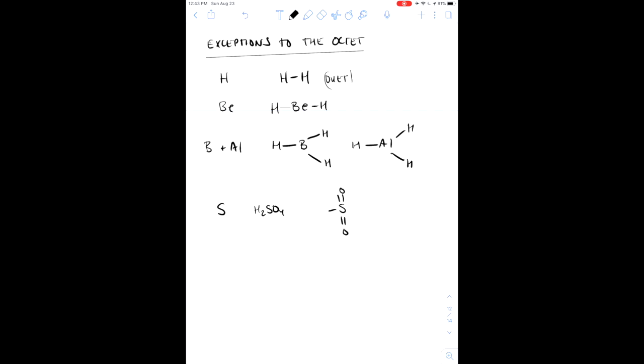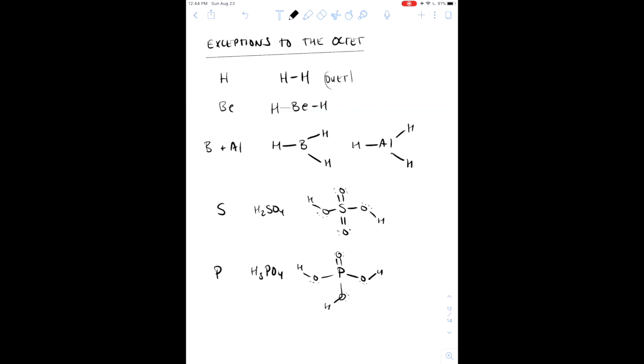H2SO4 is something super common we've already come into contact with, sulfuric acid, and you can see it's got 2, 4, 6, 8, 10, 12 electrons around it. That's way beyond the 8 for the octet. Phosphorus, H3PO4, that's got 2, 4, 6, 8, 10 electrons around it. So again, that's something called an expanded octet.